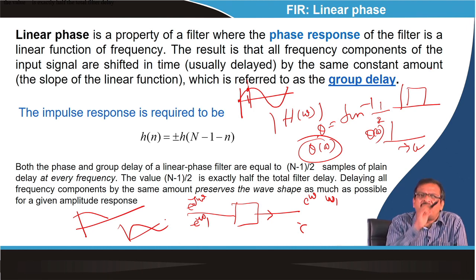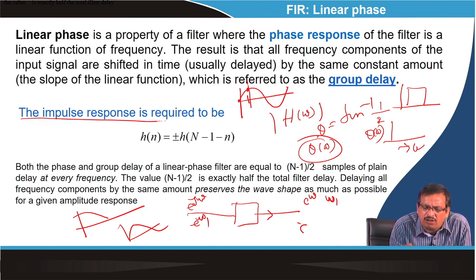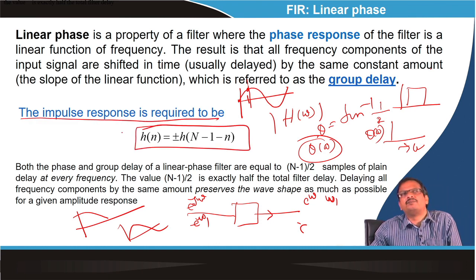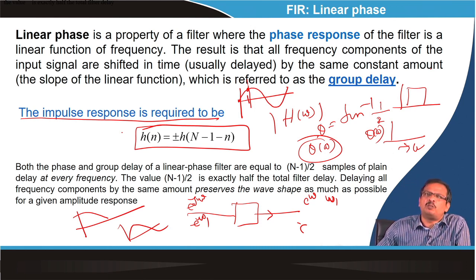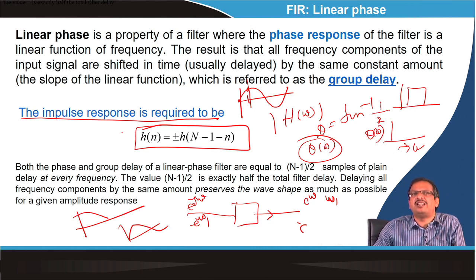So if I want linear phase, what is required? The impulse response should support this condition: h of n is equal to plus or minus h of N minus 1 minus n. If it is plus, then it is a symmetric response. If it is minus, it is called an antisymmetric response.